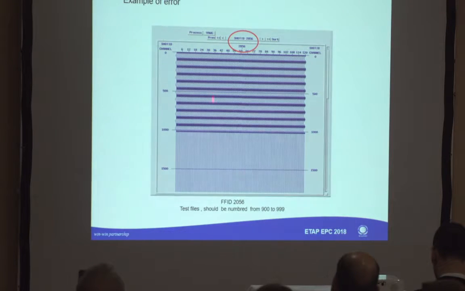Like this example, this is a test file, but if you look at the FFID, it's a production file, and there is no remark on it. I mean, the test files should be numbered from 900 to 999 at that time. Today it is 9999, 4 digits. But nothing was mentioned, and they counted it as a production file.